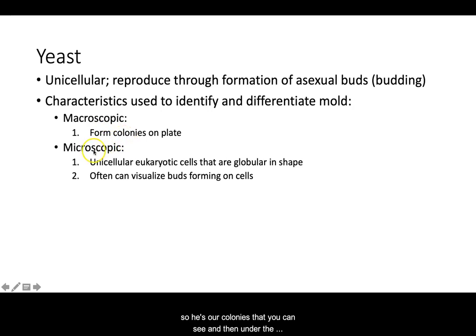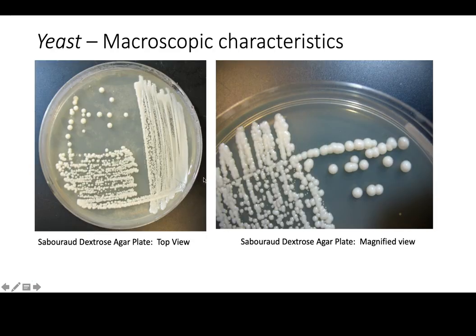Under the microscope, you don't see tube-like hyphae, but instead you see individual cells, because again, they're unicellular, and they tend to be roughly circular in shape, so we call them globular. Many of those cells will be undergoing the process that we described before of budding, and that's what we hope to see.